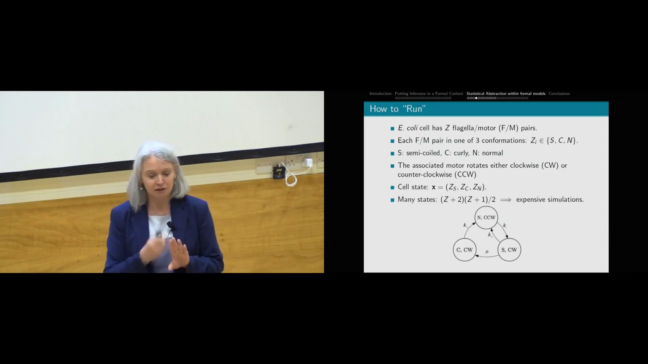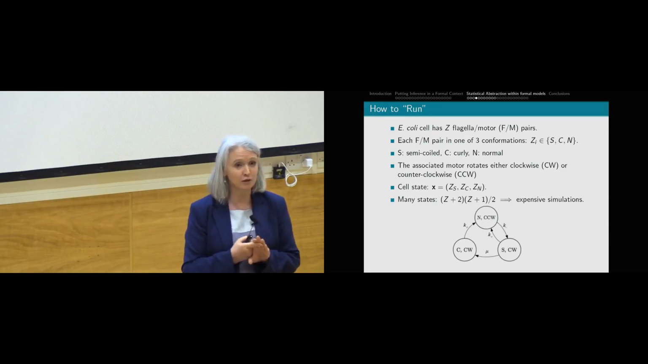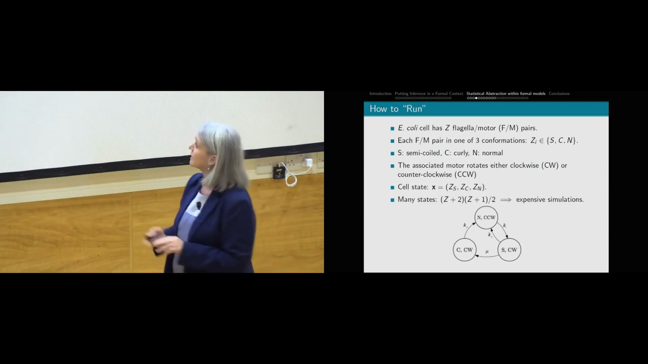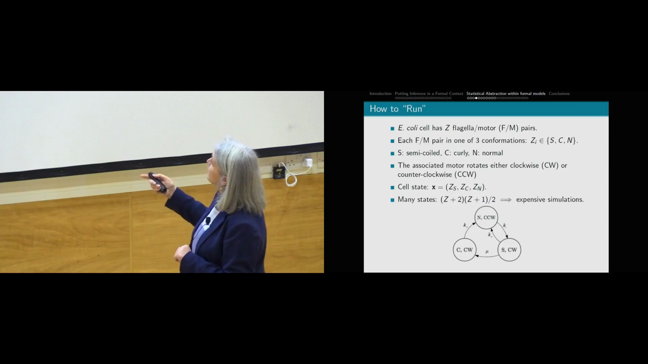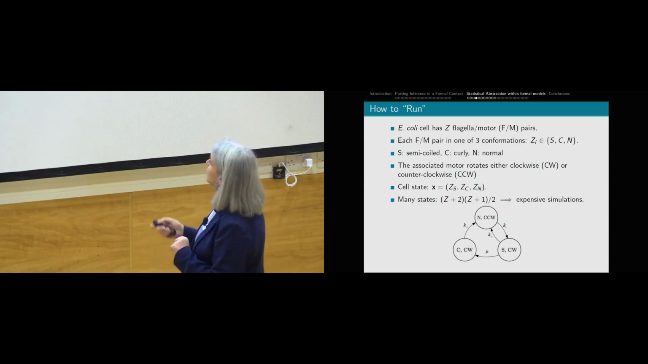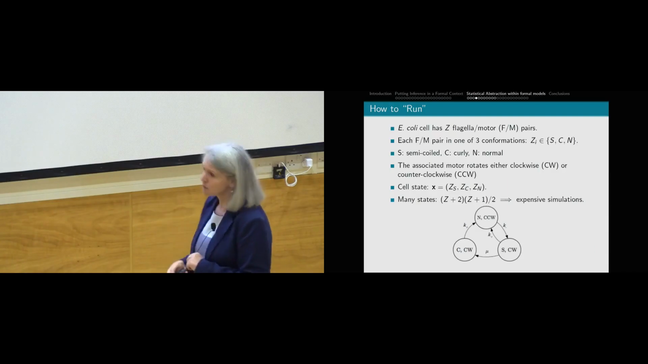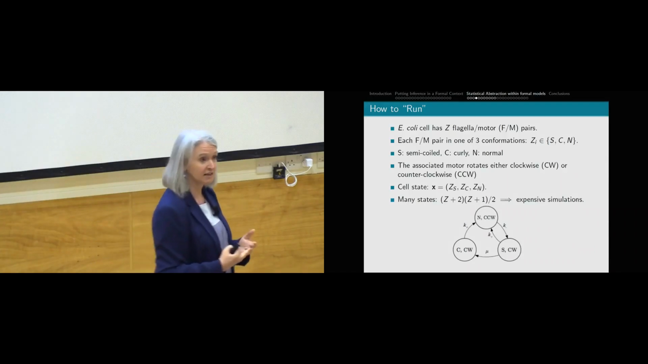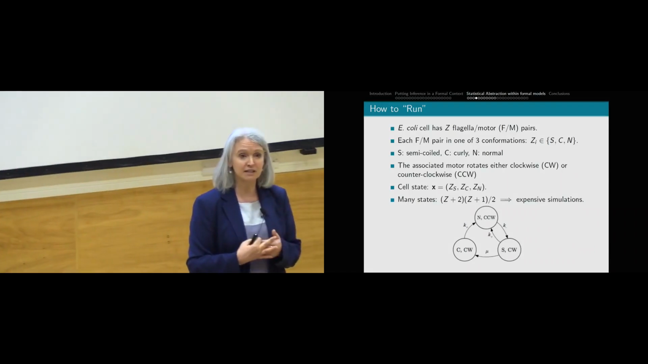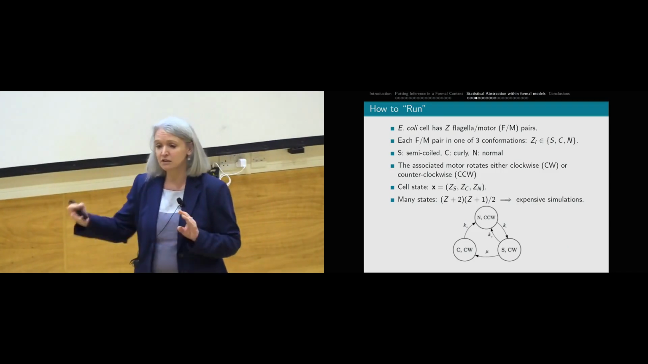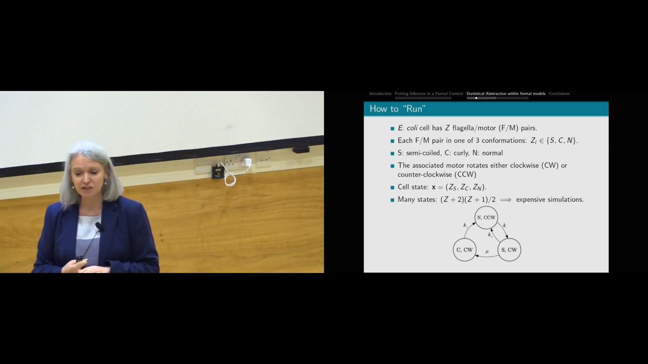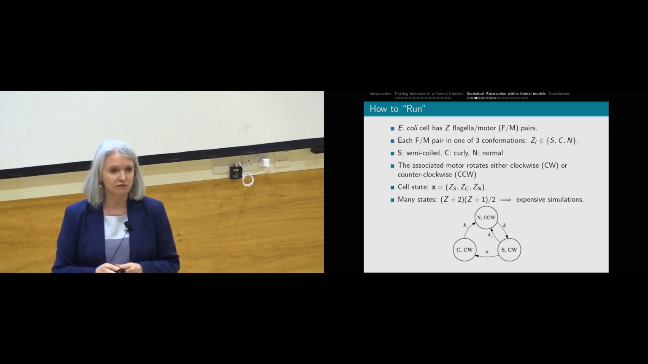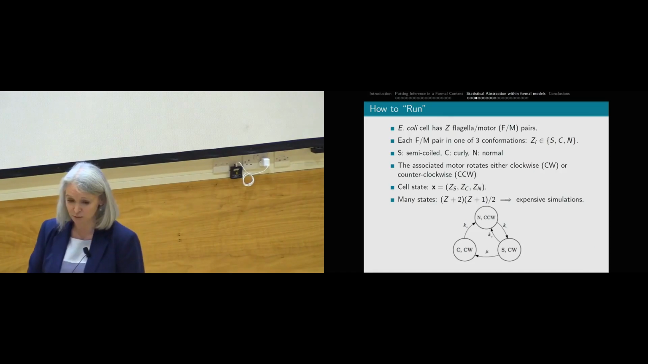And the motor will rotate either clockwise or counterclockwise depending on the conformation. So we can see down here at the bottom when it's normal, it goes counterclockwise. When it's semi-coiled or curly, it goes clockwise. This is for each individual motor. And then we have rates here of moving between. So when we think of the cell, its state depends on the states of each of these flagella motor pairs, and there's typically between 8 and about 12 of these in each bacterium, and each of those can be in 3 different states. So we've already got quite a number of states.